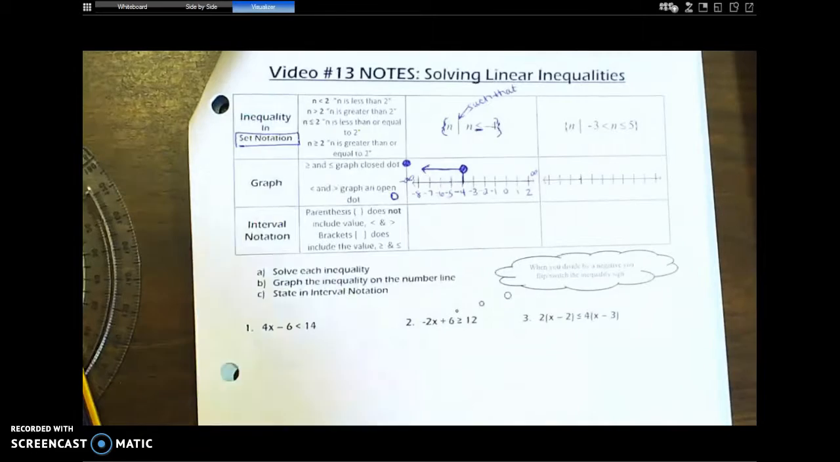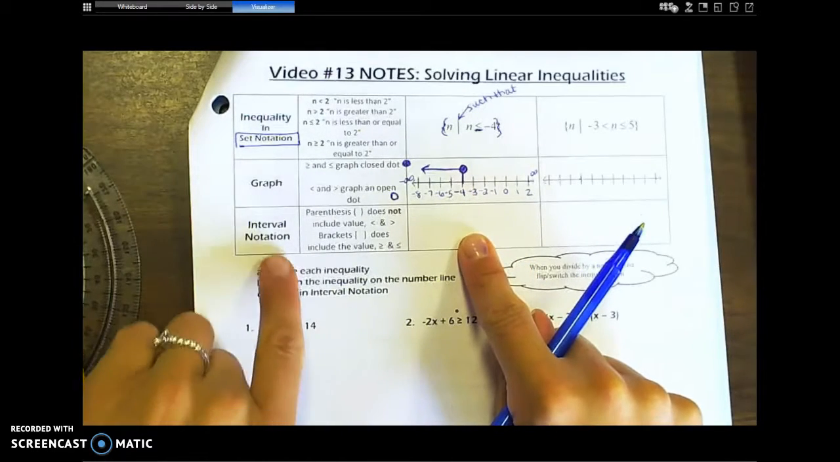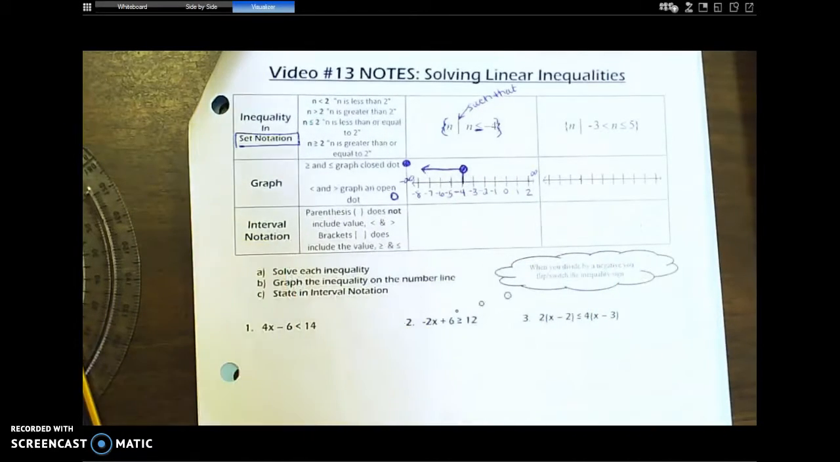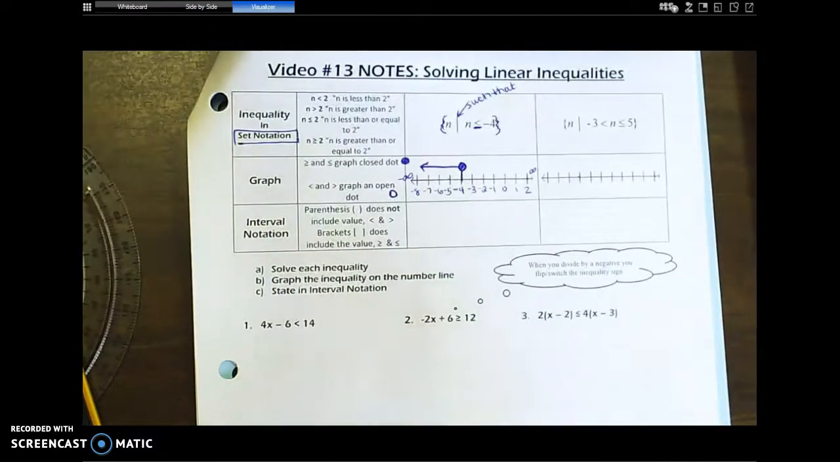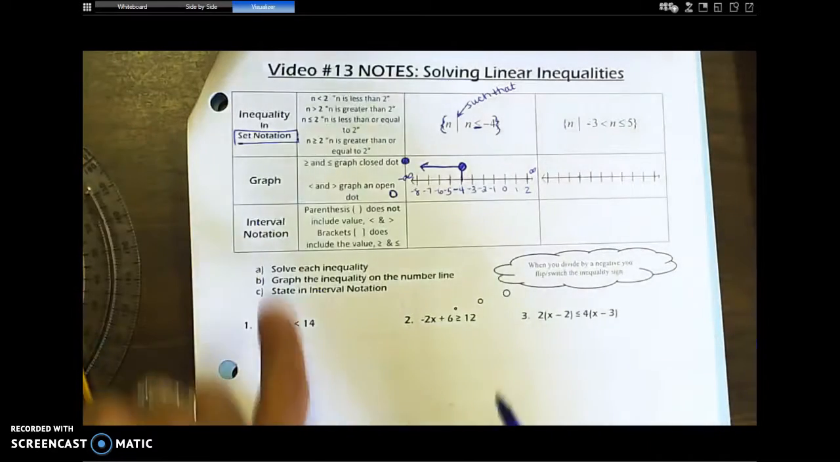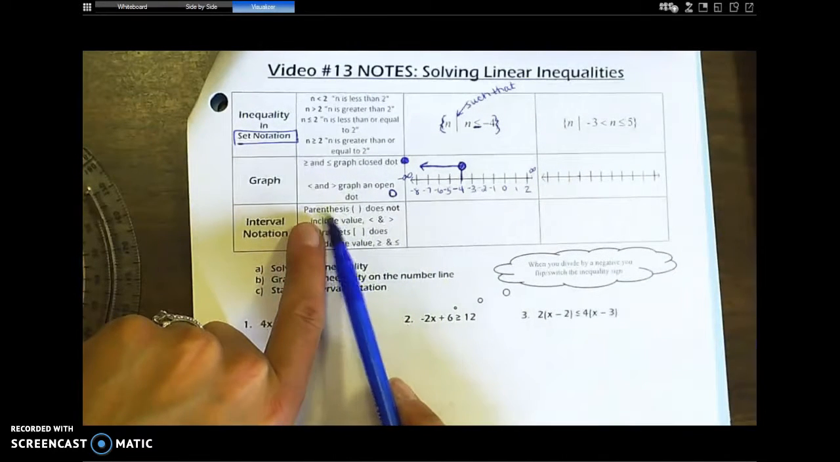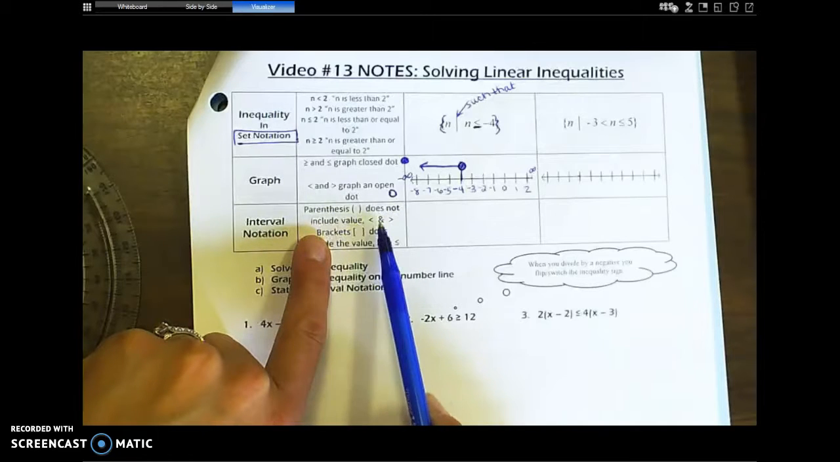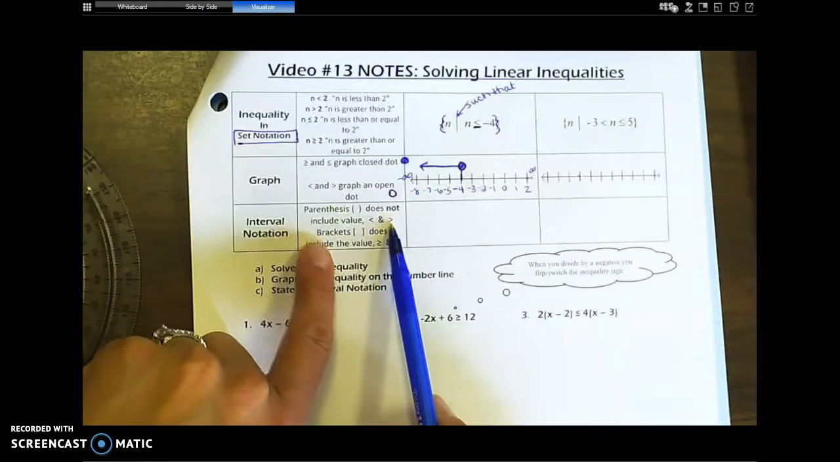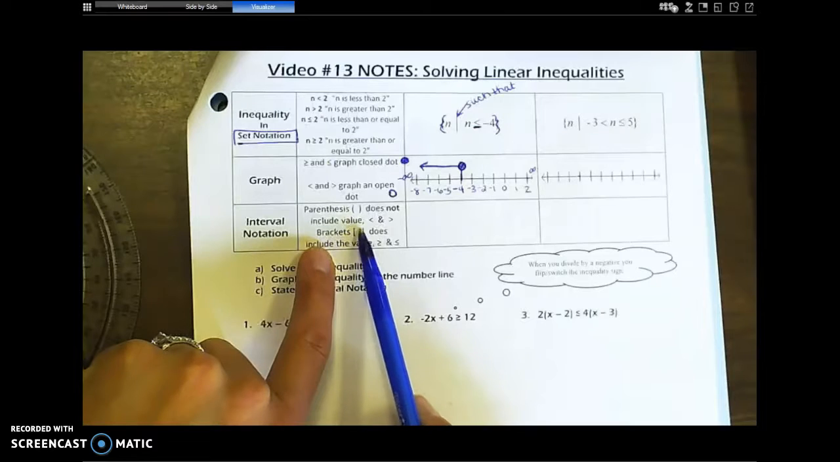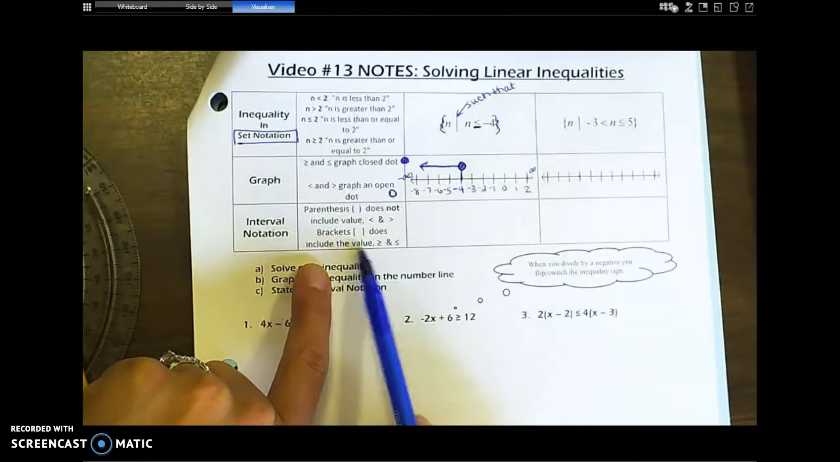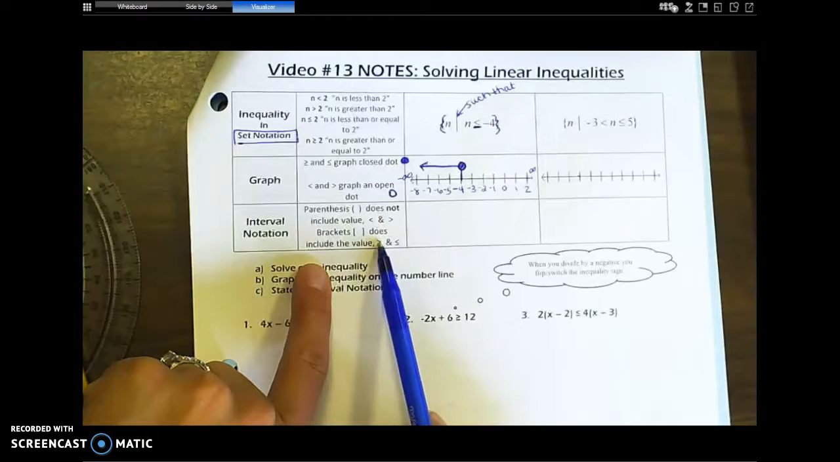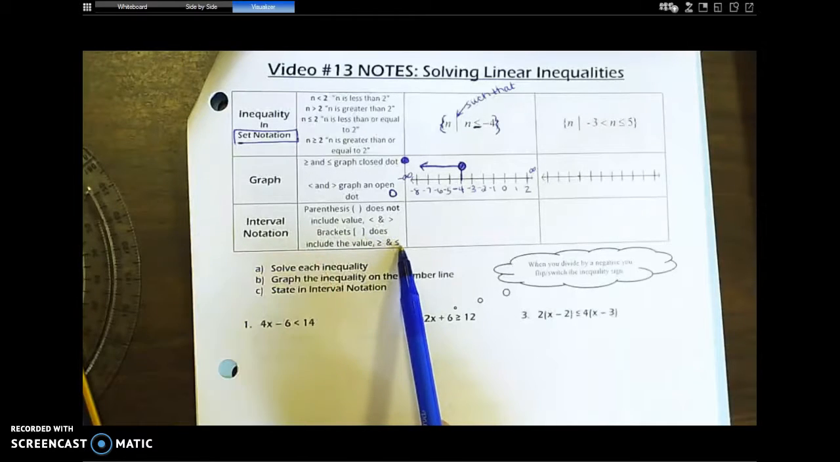Now that we've graphed it, we can take a look at interval notation. For interval notation, we're going to say that your answer has to be between these values. In order to do that, we use parentheses if we do not include the value, which means less than and greater than. We use the square brackets if we do include the value, so for instance greater than or equal to, or less than or equal to.